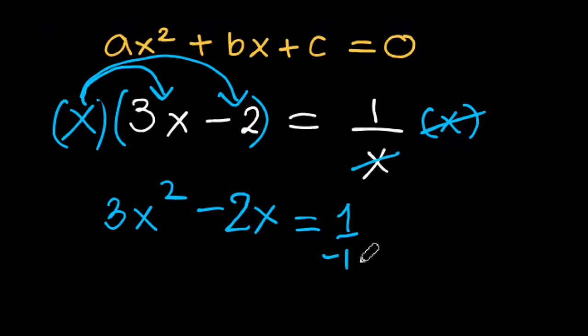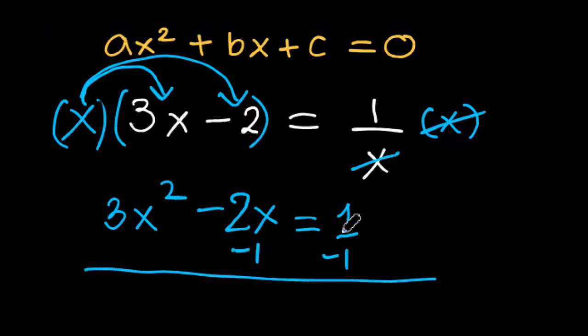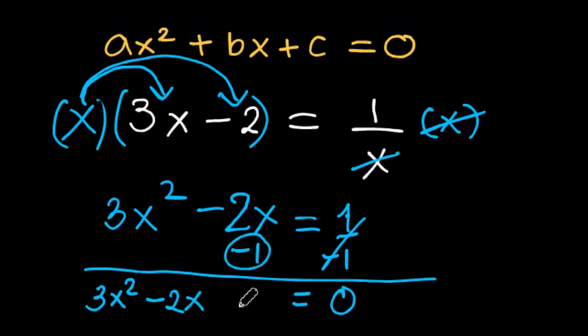So, we could subtract 1 from both sides to maintain the balance. Then, 1 minus 1 is 0. Okay? So, 3x squared, that is 3x squared, bring it down. Negative 2x, since wala naman siyang kapareho, bring it down. Negative 1, wala rin naman kapareho yan, bring it down.